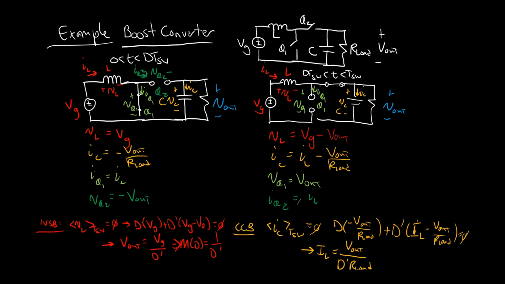So the input current is the load current times the conversion ratio, and the output voltage is the input voltage times the conversion ratio. That's something that you'll notice. Cool, so we have the voltages and currents in terms of the input voltage and load current. Great, we've solved the DC solution.